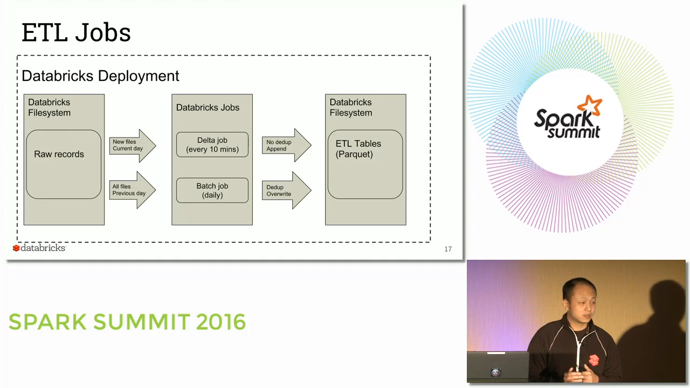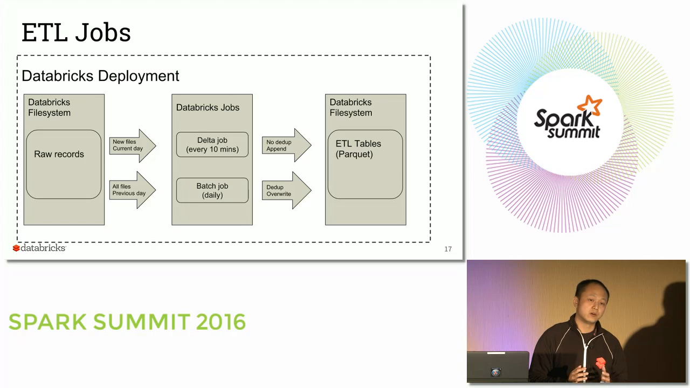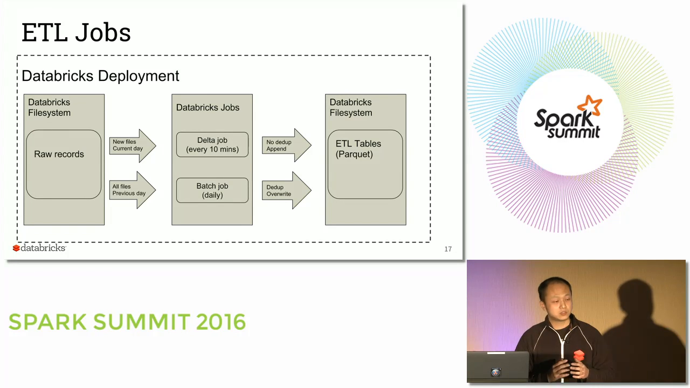And then after one day closes, we have another daily batch job that reads all the data for the previous day. Then we do a very expensive dedupe to make sure we have exactly-once semantics. And finally, we overwrite the table partition for the previous day. After this job, the data is finalized, and our end users can start using that table.